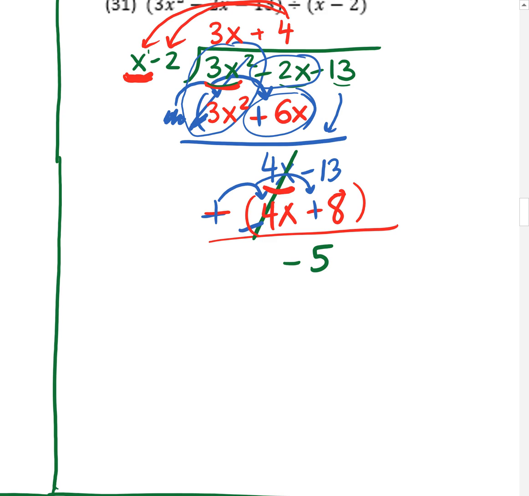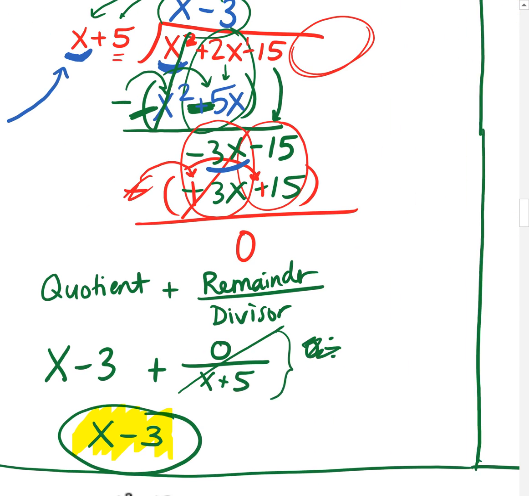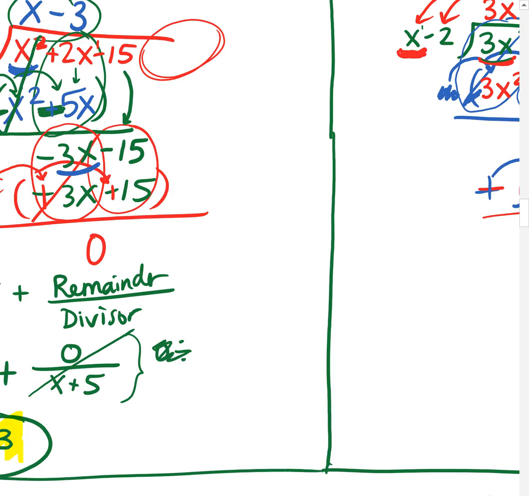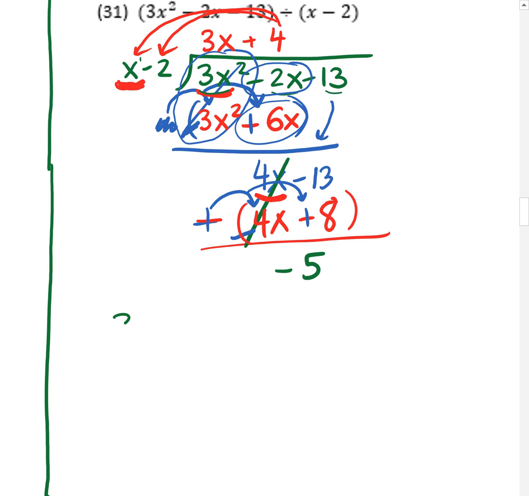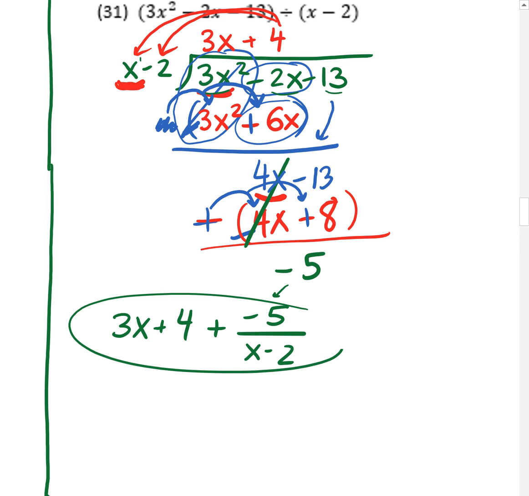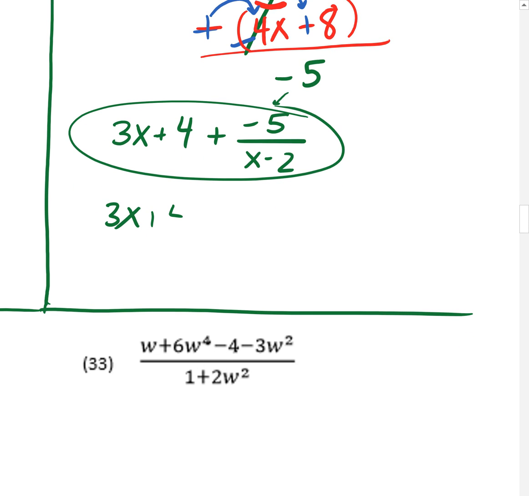And remember, like we wrote on the other side, the answer is quotient plus remainder over divisor. Our quotient was 3x plus 4 plus the remainder we just found, negative 5 over the divisor, x minus 2. If you wanted to, though, you could have written that as 3x plus 4, and then instead of a plus a negative like we have, you could just put minus 5 over x minus 2.